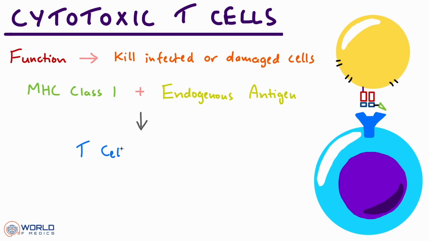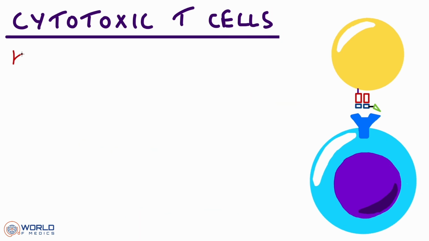So this MHC class 1 molecule and this antigen fragment, they're going to present to the T cell receptor on the cytotoxic T cell. Now, we'll skip a few steps here and say that the cytotoxic T cell has become activated. And this is going to produce the end result, which is cell death. But how does it do this? Well, there's three main mechanisms that we want to talk about.